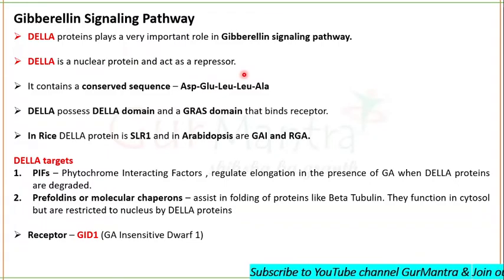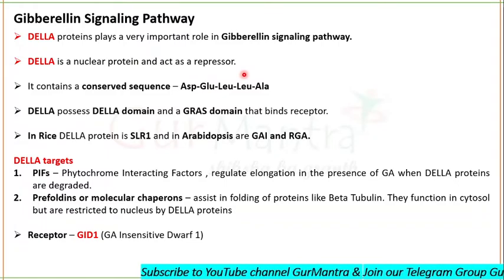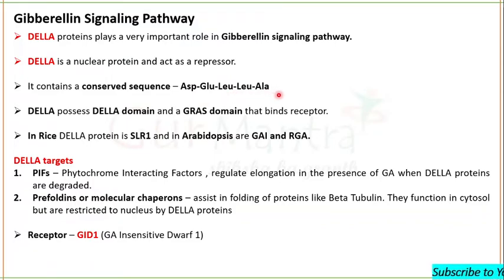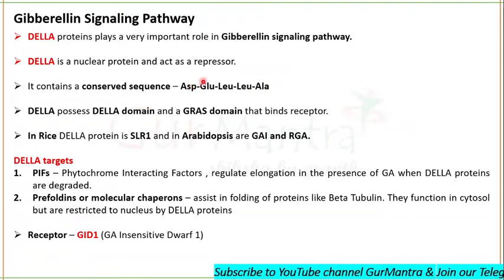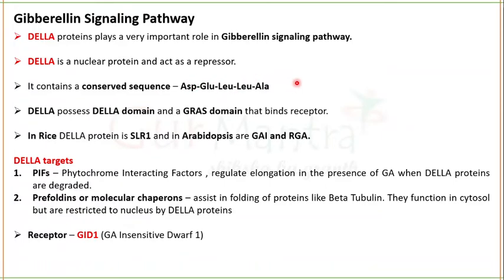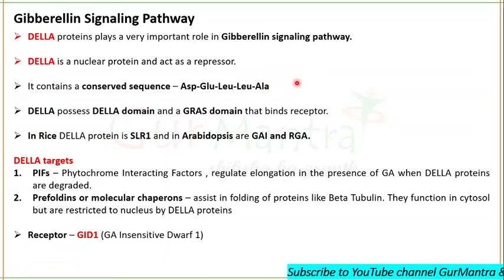Why are DELLA proteins named so? Because they have a conserved sequence: aspartate, glutamate, leucine, leucine, alanine. And you know that alphabetically these are represented as D, E, L, L, A. Glutamate means E. So that's why DELLA proteins are named DELLA proteins.